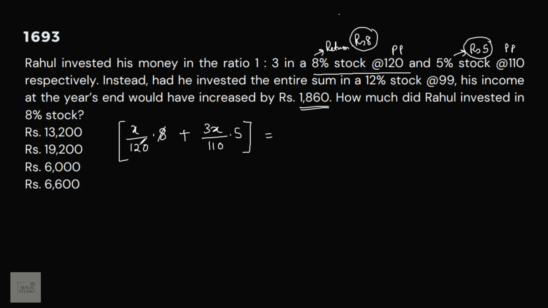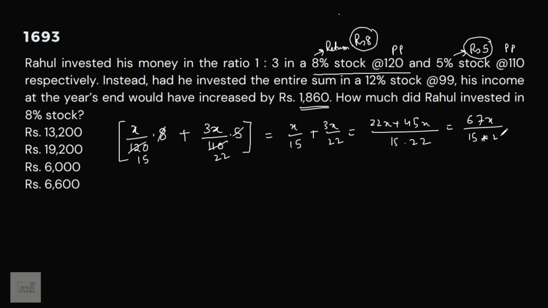So x by 15 plus 3x by 22. So 22x plus 45x by 15 into 22, that is 67x by 15 into 22. That is the initial income. If the entire sum 4x is invested at 99 in the 12% stock, this would be the new income.